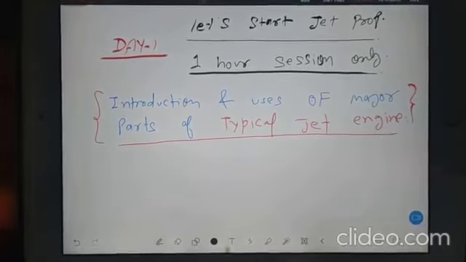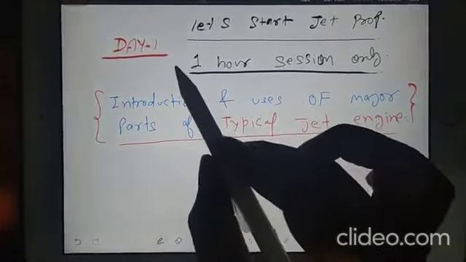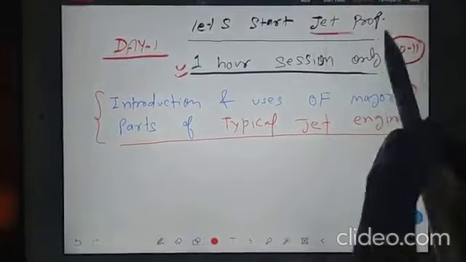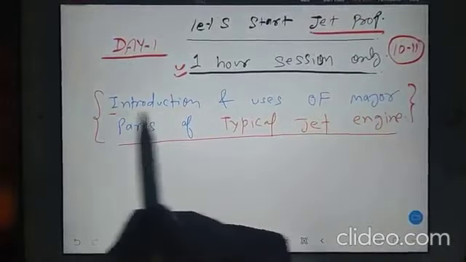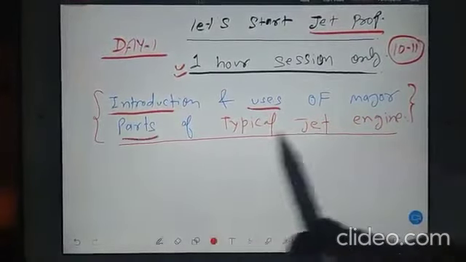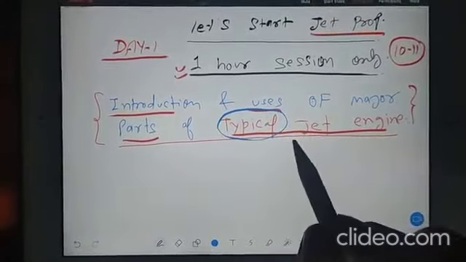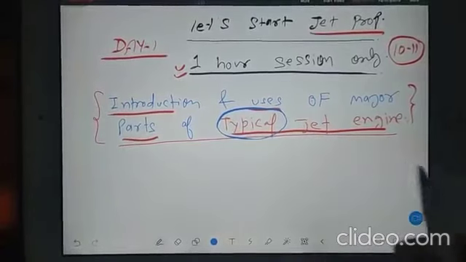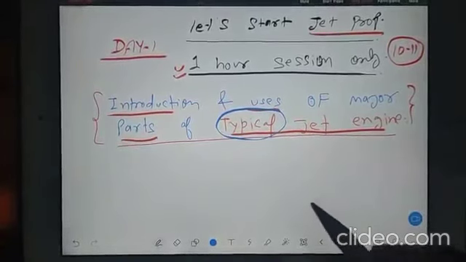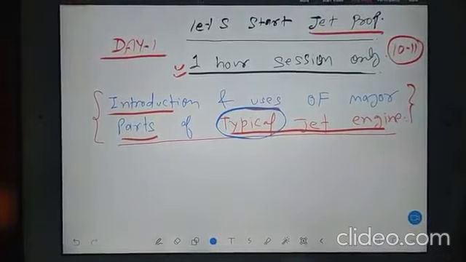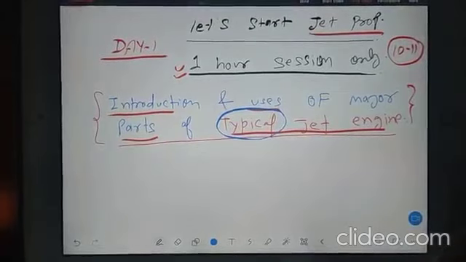Okay, so let's start. This is our day one. Only 1 hour is remaining because 10 to 11 will finish this, and let's start jet propulsion. We'll start with the introduction and uses of major parts of a typical jet engine. Right now I am taking the name a typical jet engine, but after this session, I will start with turbojet engine, turboprop engine, turboshaft, whatever is on the way. We'll see single spool, double spool, so all those things we'll see properly.